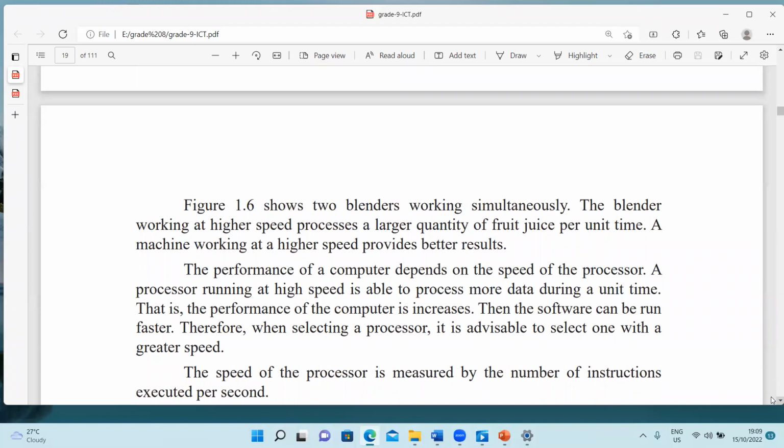Figure 1.6 shows two blenders working simultaneously. The blender working at higher speed processes a larger quantity of fruit juice per unit time. A machine working at a higher speed provides better results. The performance of a computer depends on the speed of the processor.